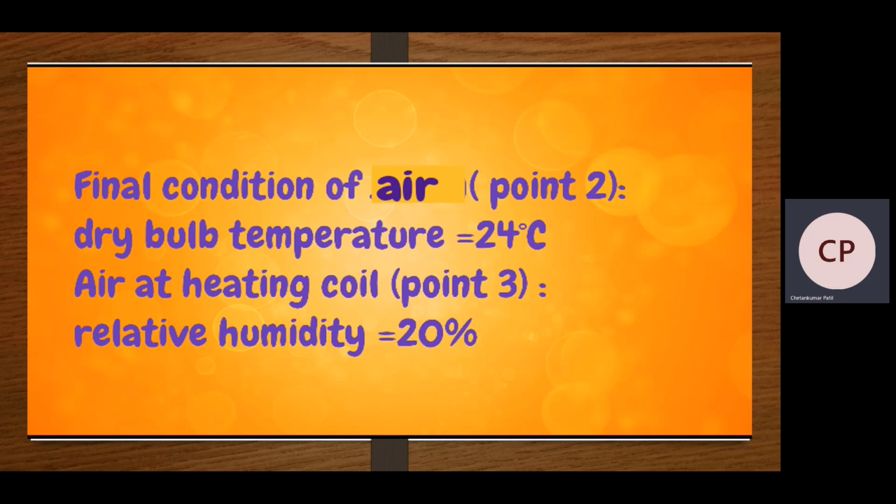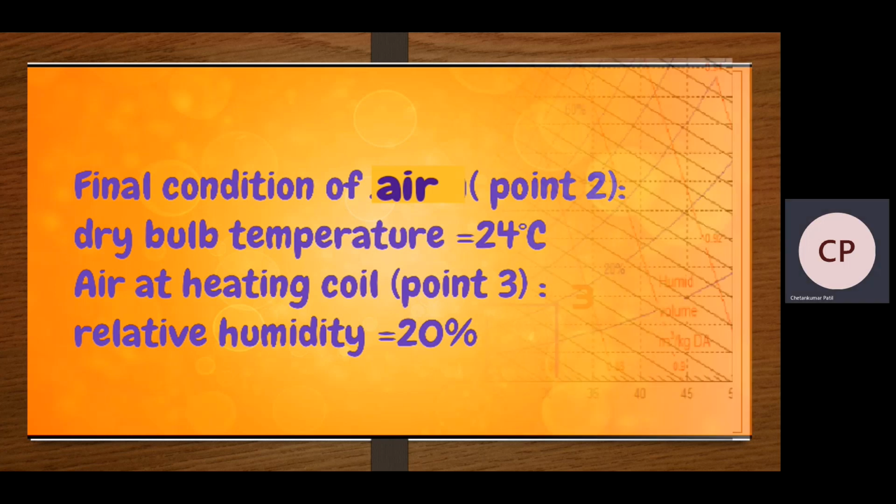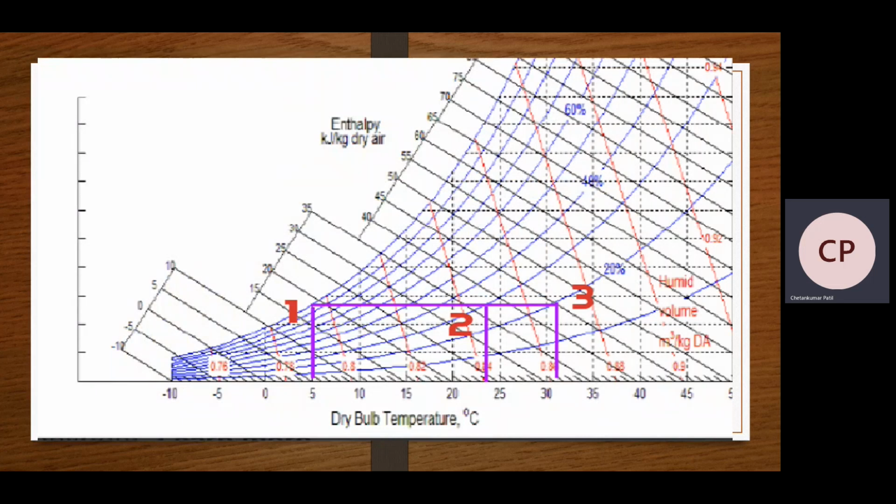So what is the final condition of air, that is at the exit of the coil? So we know that at exit of the coil, the dry bulb temperature is given 24 degrees Celsius. And what is the condition of air at heating coil? So at heating coil, that is at point 3, relative humidity is given, that is 20%. Now according to this data, we have to plot the point 2 as well as point 3 because the point 1 is getting selected. Now here with reference to the point 1, this point 2 and point 3 are getting selected.